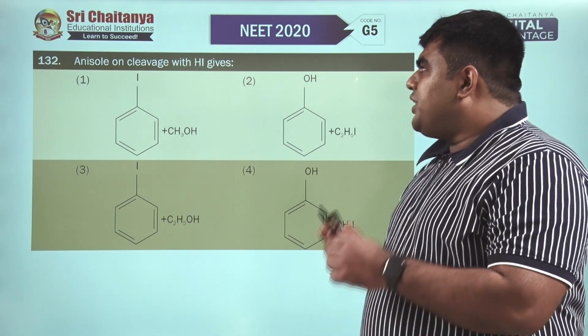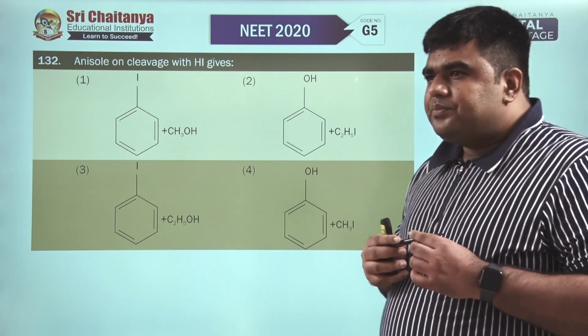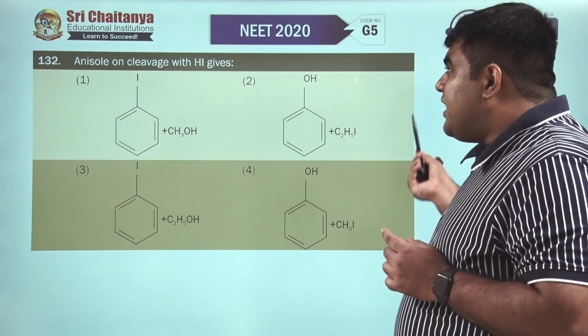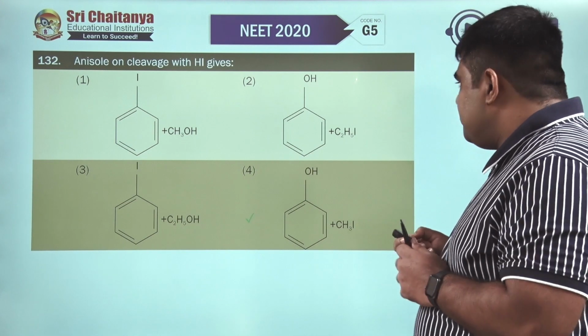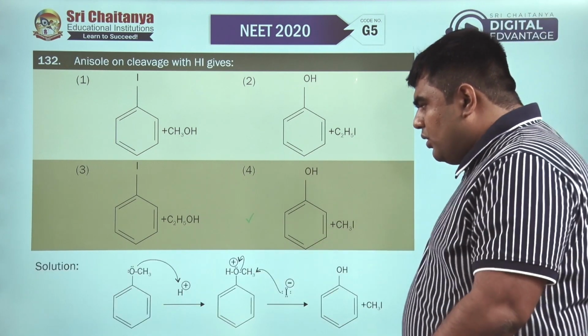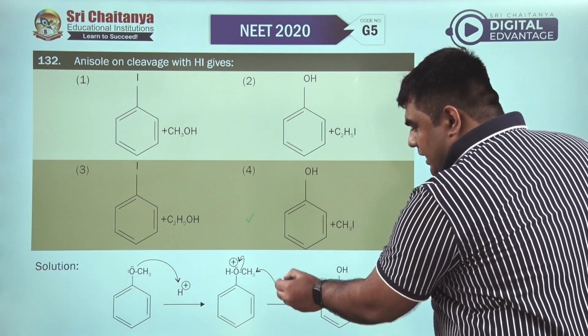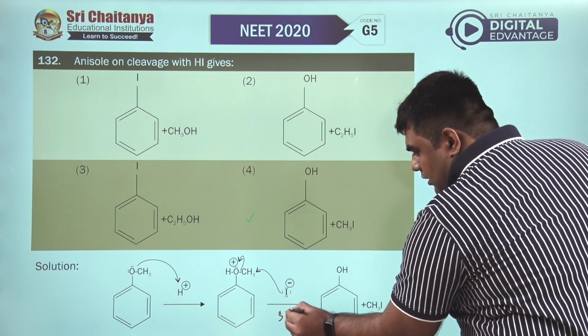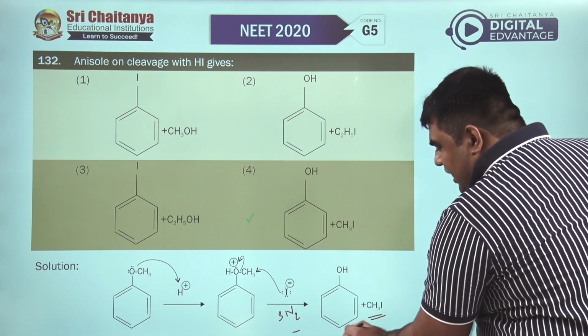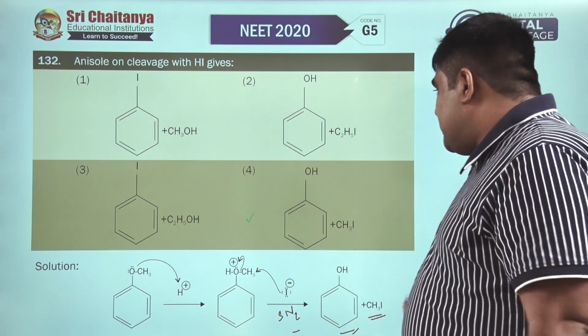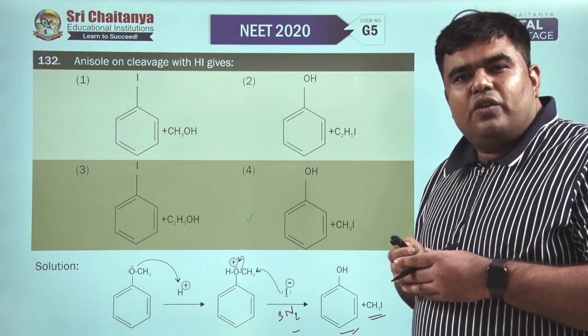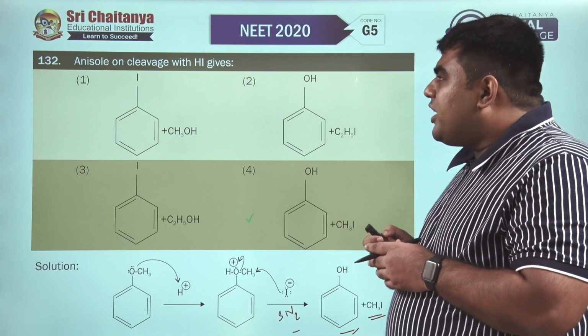Now moving to 132. Anisole on cleavage with HI gives. So let's see. This is anisole, it will be protonated and I- will attack through the SN2 path, forming CH3I and phenol. So we'll get methyl iodide and phenol. That is the fourth option for question number 132.